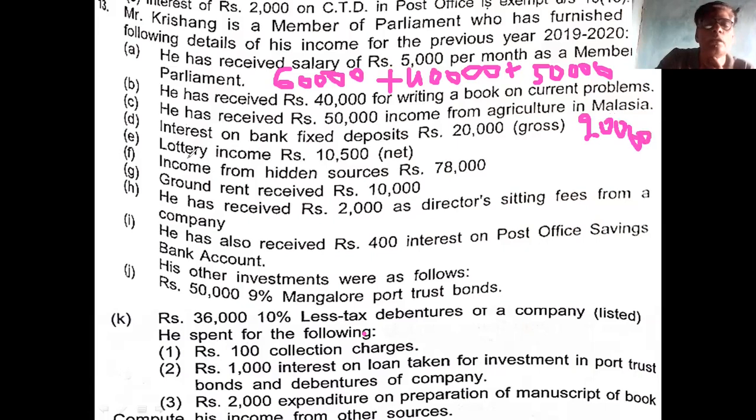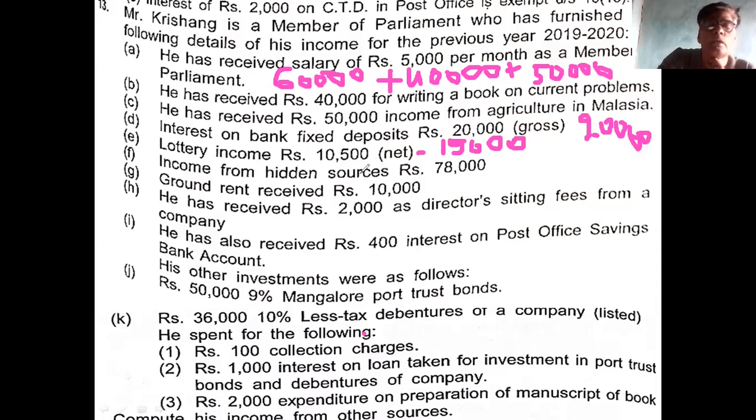Then royalty received is a net amount, so you have to gross it up. Royalty amount is 10,500, into 100 by 70. It will be 15,000.